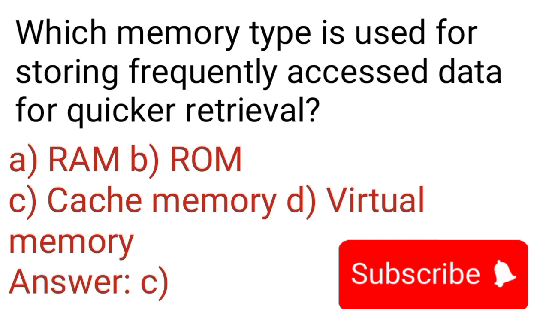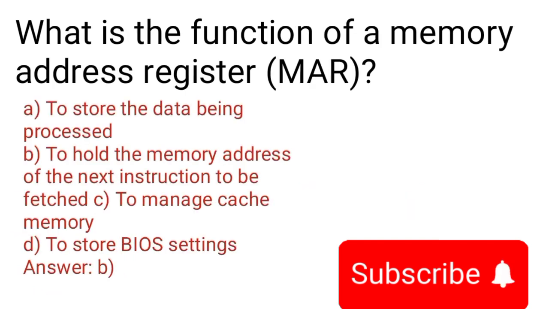Which memory type is used for storing frequently accessed data for quicker retrieval? Cache memory is used for that. Option C is correct. What is the function of a memory address register? To hold the memory address of the next instruction to be fetched. Option B is correct.